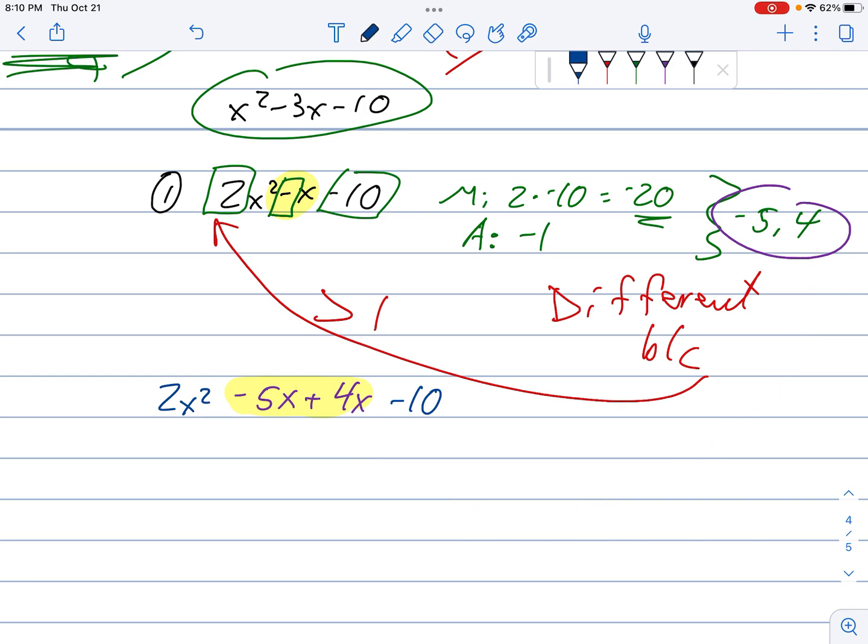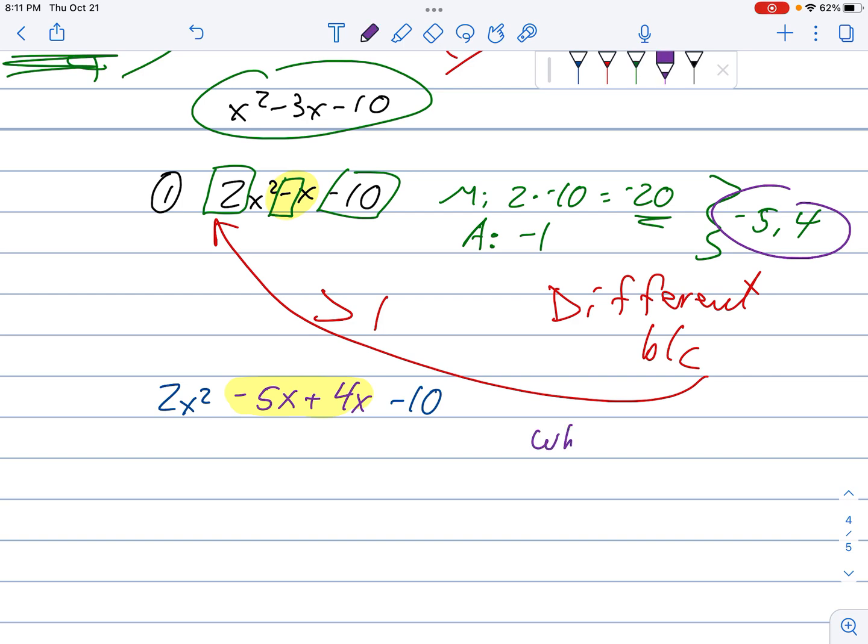Now, I want to find the greatest common factor. This one's a little weird, because the way I wrote it, it would be better if the 4 were by the 2 and the 5 were by the 10, because they're going to pair up. The 4 and the 10 aren't as nice as the 2 and the 5, but it'll still work.